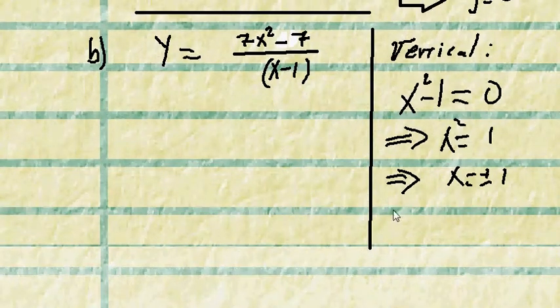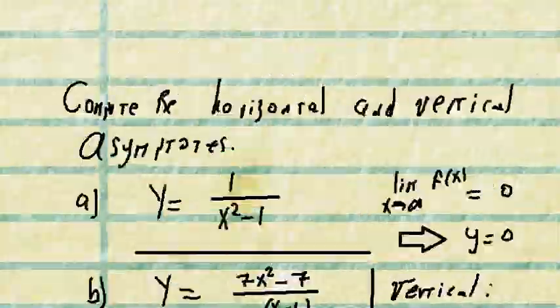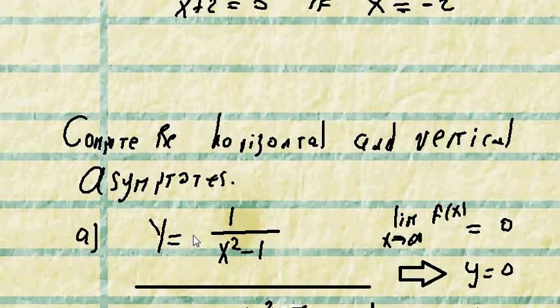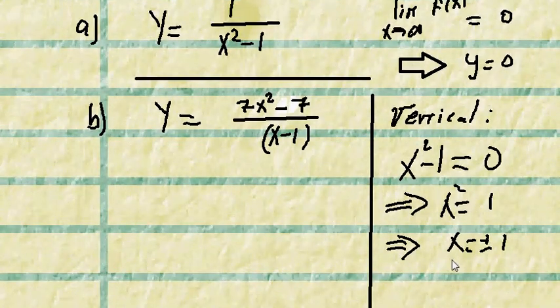So the vertical asymptotes of y equals 1 over x squared minus 1 are going to be the places where the denominator becomes 0, and they are the lines x equals 1 and x equals negative 1. So the vertical asymptotes are the lines x equals 1 and x equals negative 1. That's how we do that.